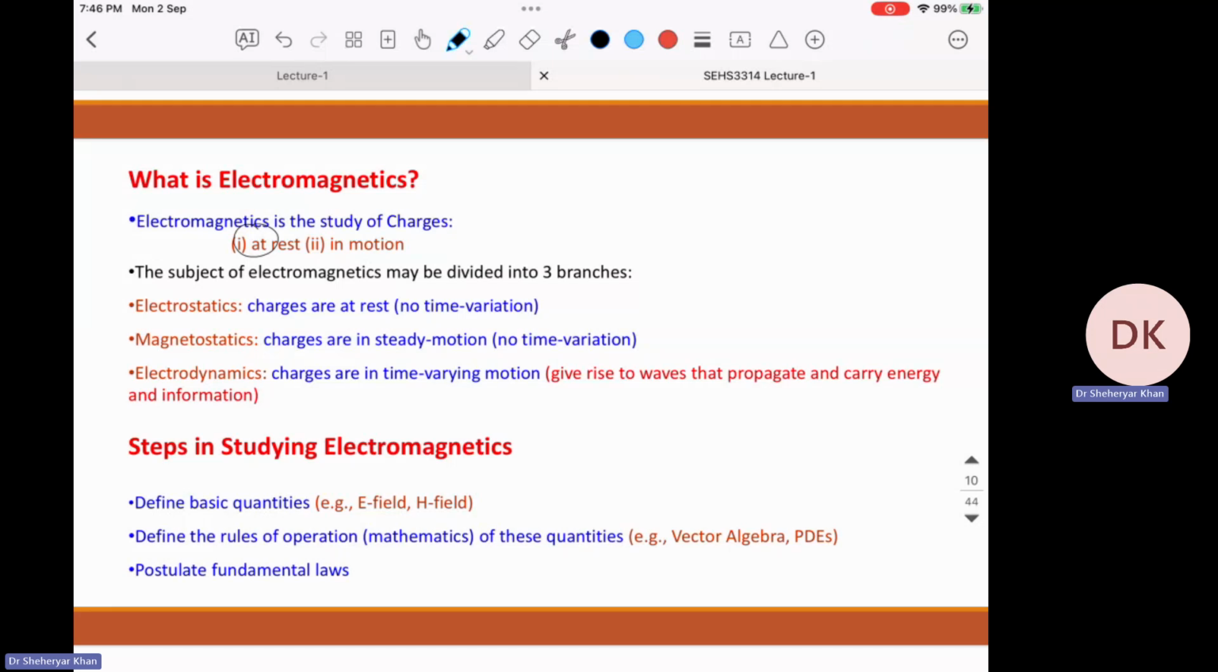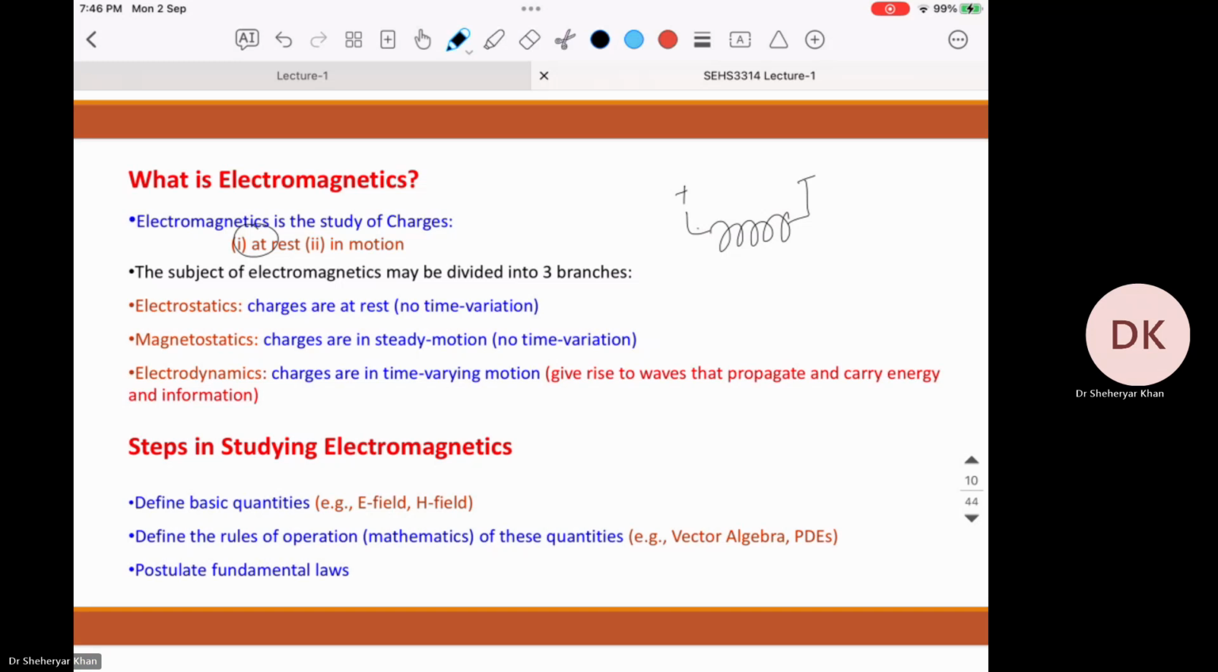How about the charges in motion? When a circuit is completed, let's say you connect a coil, an inductor, with the voltage supply or a battery, and the current flows in the coil. Now the charges are moving. When they move, then we have a current. We will later see this current will produce a magnetic field, correct?